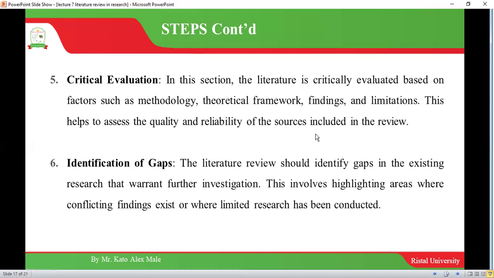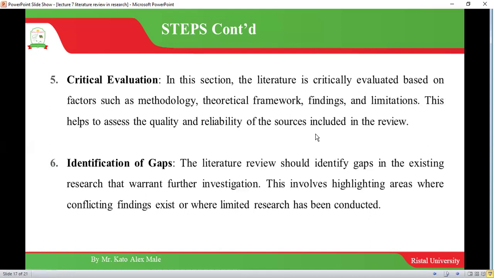The literature review should identify gaps in the existing research that warrant further investigation. This means that you're trying to indicate that indeed my study is necessary. You get it? So use the literature review section to identify the gaps. This involves highlighting areas where conflicting findings exist or where limited research has been conducted.